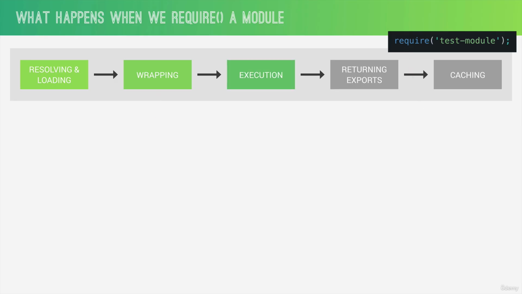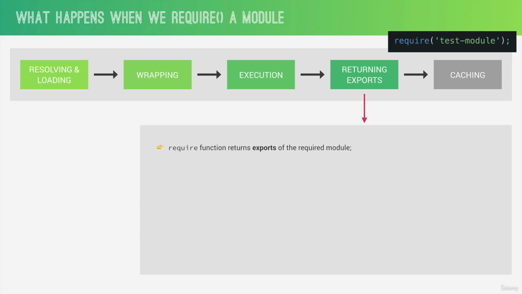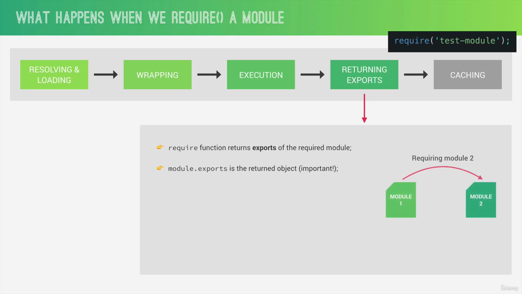Next up, the code in the module, or to be more precise, in the module's wrapper function, actually gets executed by the Node.js runtime. So nothing fancy here. Alright, so up until this point, the require function has been called with a module name as the argument, the path to the module's file has been resolved and the file loaded, all the code has been wrapped into the wrapper function, which has then been executed. And so now it's time for the require function to actually return something. And what it returns is the exports of the required module. These exports are stored in the module.exports object. Alright? It might look a little bit like this.